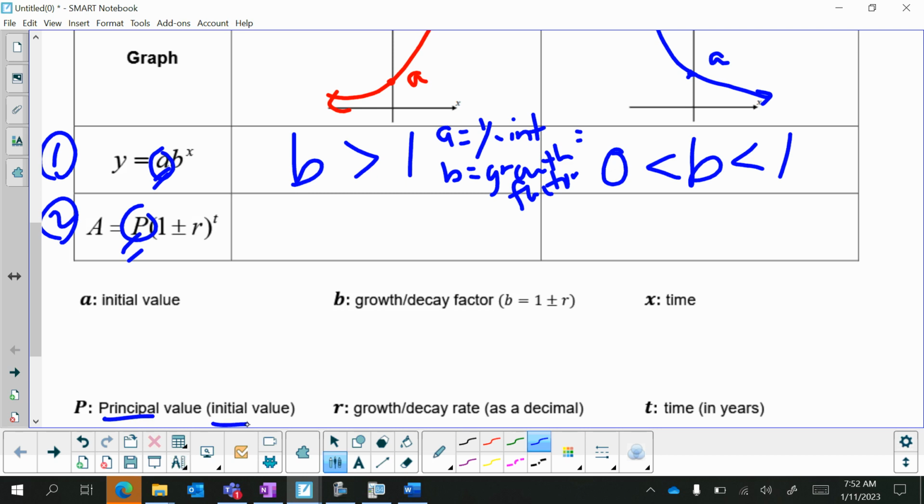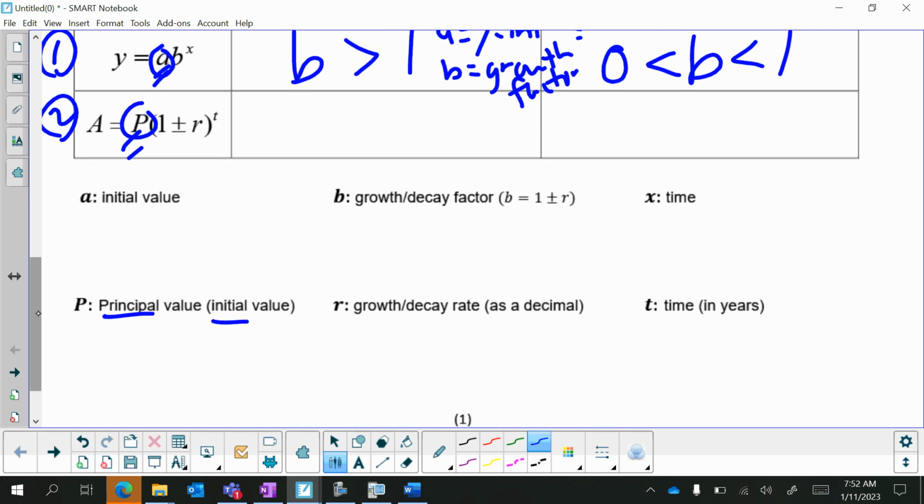So if you think about the real life setting of putting money in a bank, for example, when x equals 0, when no time has passed, what is the initial amount of money that you put in the bank? Let's say you put $100 in the bank to start your bank account. Then the P would be the principal amount, or initial amount, that you're putting in the bank.